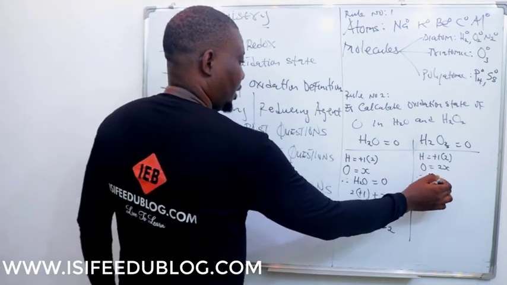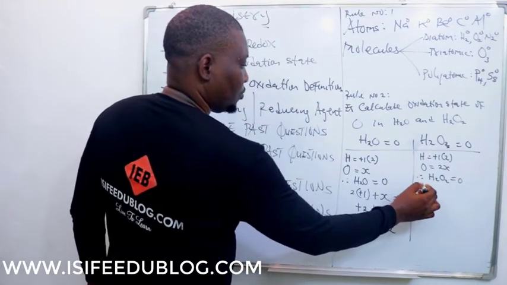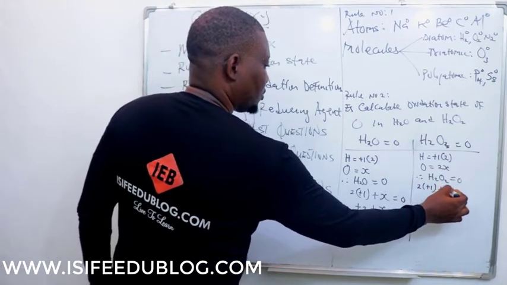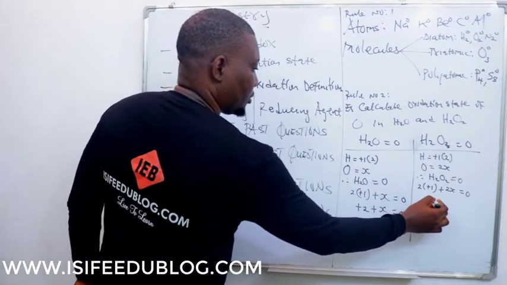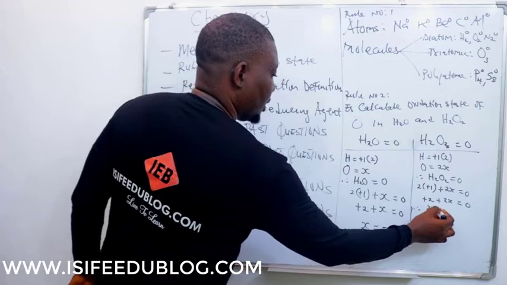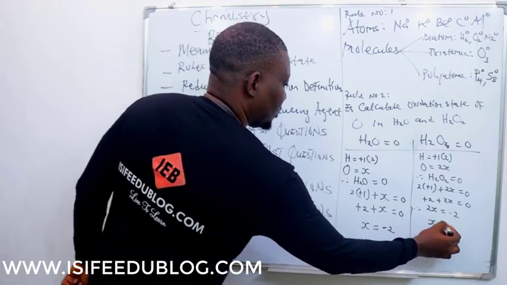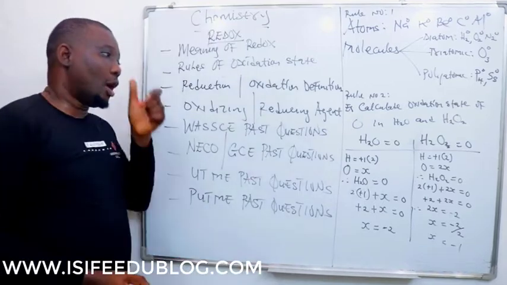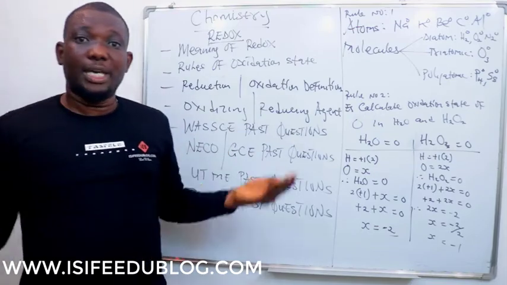So therefore, the sum of H2O2 is 0. And thereafter, we have 2 atoms of H multiplied by the oxidation state of H plus 2x equal to 0. Okay, we have here plus 2 plus 2x equals to 0. So therefore, 2x is equal to, this coming over this side becomes what? -2. And then x alone is -2 over 2. X is -1.